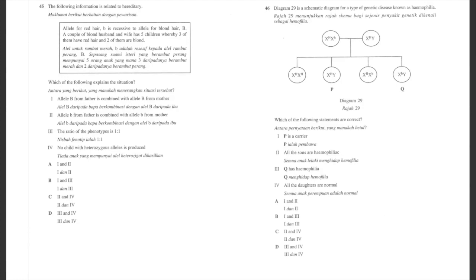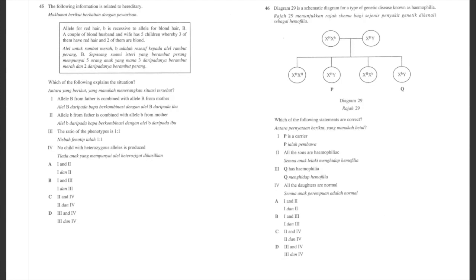Okay, A nombor 1. Allele B from the father combined with allele B from the mother. Okay, boleh. Sebab apa? Kalau B bertemu B, mestilah akan jadi blonde. Sebab apa? Dua-dua adalah dominant allele. Betul lah, sebab apa? Anak dia memang ada blonde pun 2 orang ni. Kan? Lepas tu yang nombor 2, allele b from father combined with allele b from mother. b dengan b dia akan keluar apa? Red, betul tak? Sebab dua-dua recessive allele. Okay, nombor 2 pun betul. So jawapan dia 1 dan 2.